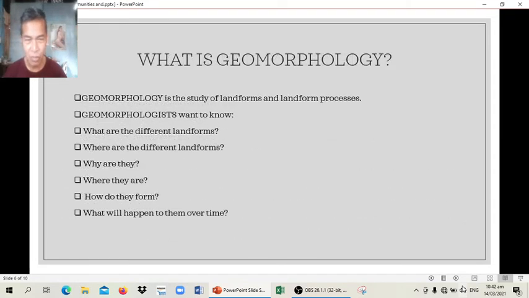The next is, what is geomorphology? A part of the study po ito ng tinatawag nating topic natin ngayon. Geomorphology is the study of landforms and landform processes. Yung mga anyo ng lupa at saka kung anong mga process, bakit ito'y nagbabago. Geomorphologists want to know the following. What are the different landforms? Yung mga anyong lupa, pwedeng bundok, bulkan, kapatagan. Those are the landforms.